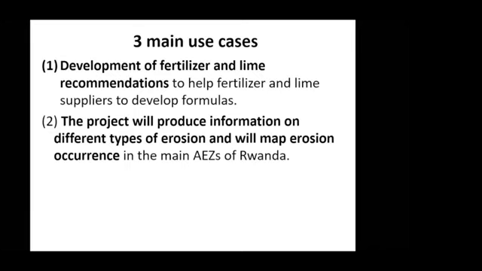Secondly, the project will also produce information on different types of soil and map erosion occurrence in the three main agroecological zones of Rwanda. For this specific case, we are going to work closely with the Ministry of Agriculture, but also the Ministry of Environment, which is dealing with the control of soil erosion in this country. As I mentioned before, a lot of investment has been done in the past, to upscale the construction of radical terracing in this country.